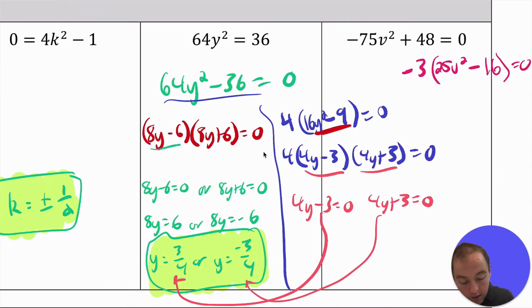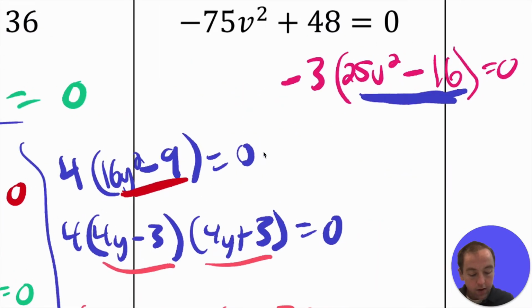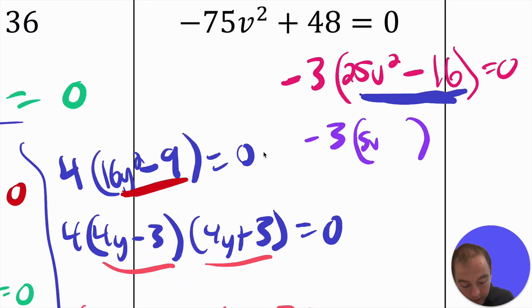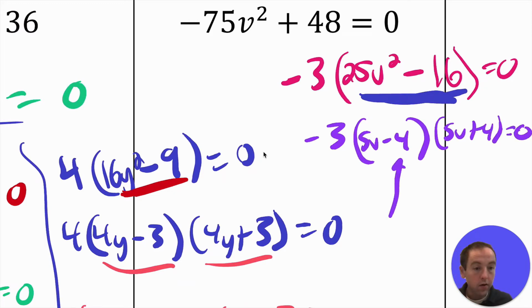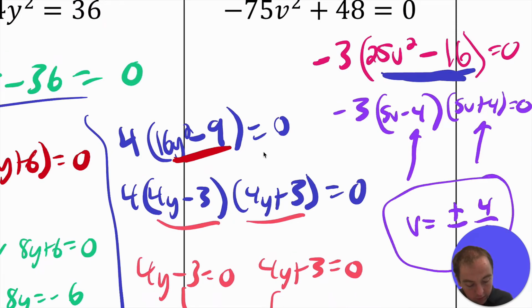When you look at what's left in terms of factoring further, that's a difference of squares, because 25v squared and 16 are perfect squares. So you could factor that down to negative 3 times 5v minus 4 times 5v plus 4 equals 0. When you set those factors equal to 0, you're going to get an answer of 4/5, and then negative 4/5. So you do end up getting plus and minus 4/5 as solutions for that particular equation.